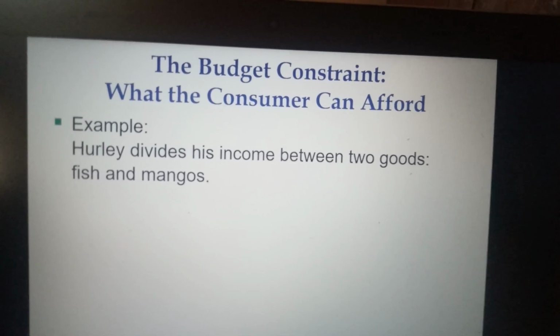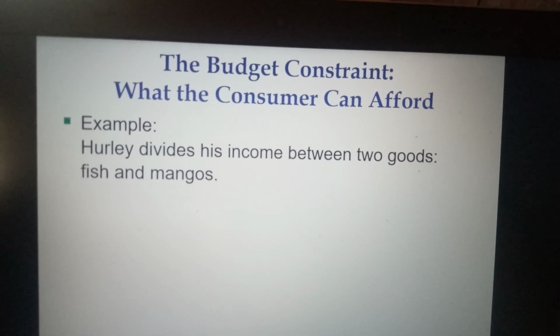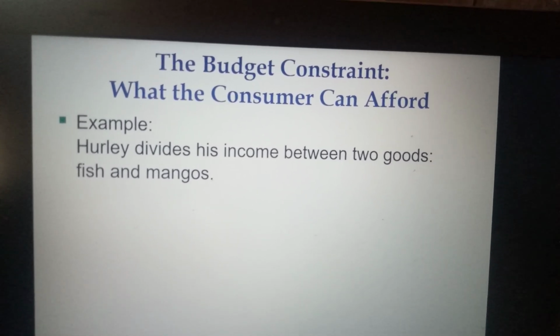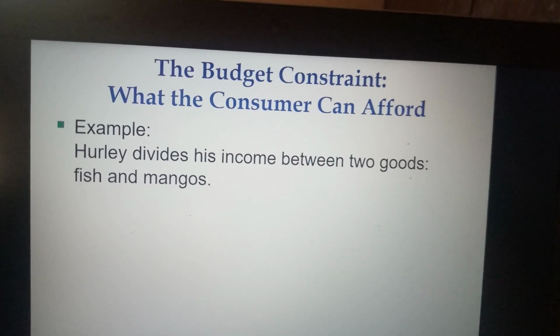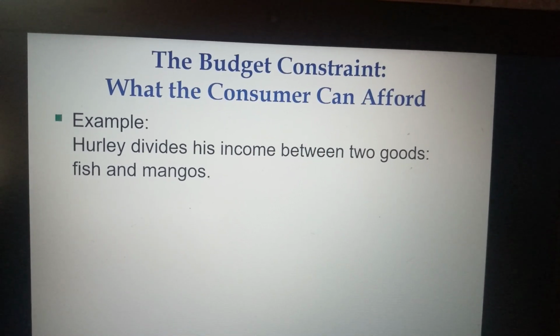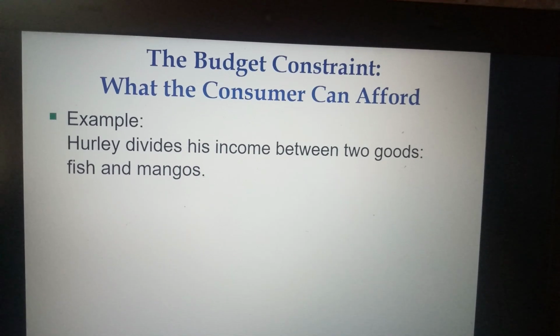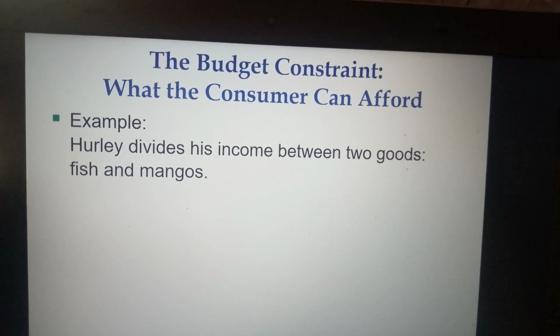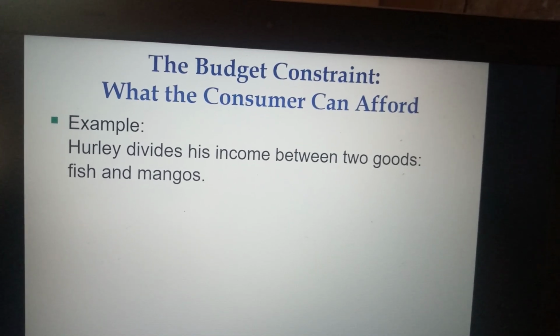The example says, Harley divides his income between two goods, fish and mango. You have somebody who has his income and then divided his income into two combinations of goods. You have fish and then mango. This is what the consumer can afford of the combination of these two goods.